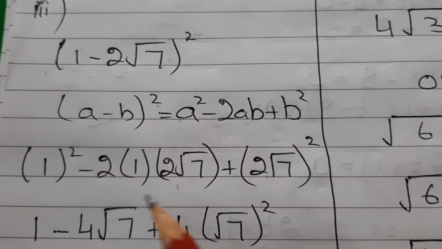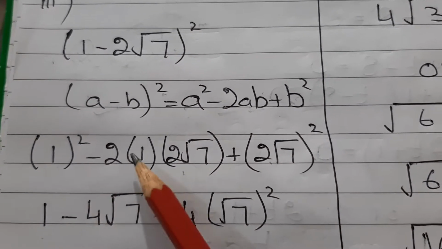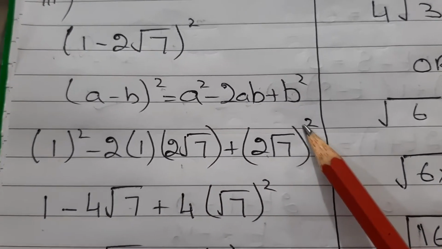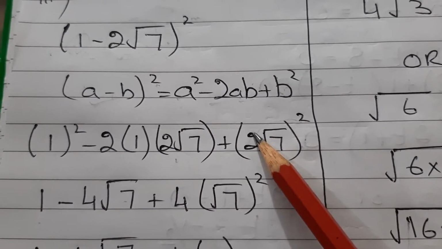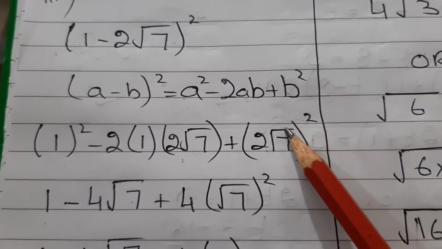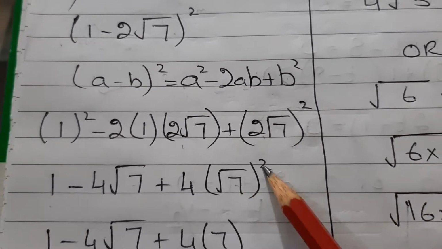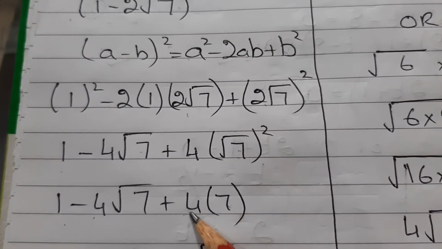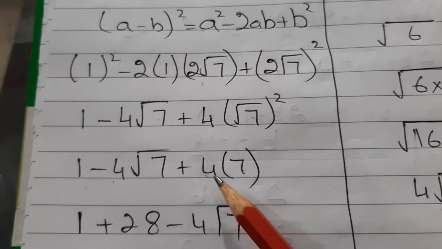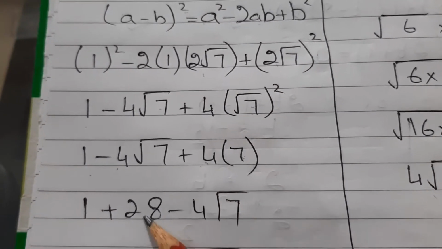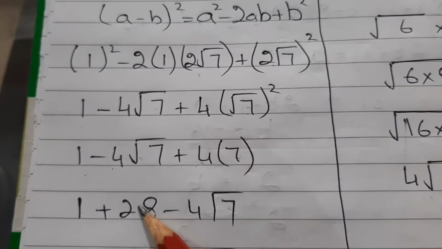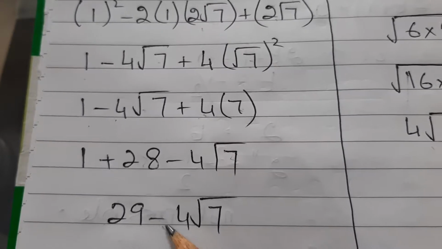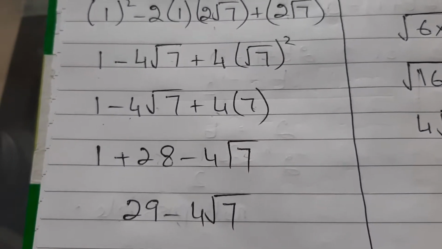And then I will simplify it. 1 square is 1. 2 times 2 is 4, so minus 4 root 7. And this square will be applied on it. It will become 4, and it will be applied on it. It will be root 7 square, cancel out, and only 7 will be left. So 7 times 4 is 28, which is here, and I have written this term here. So 28 plus 1 is 29. So this is the simplified form of it. So we have seen 3 examples of how to simplify surds.